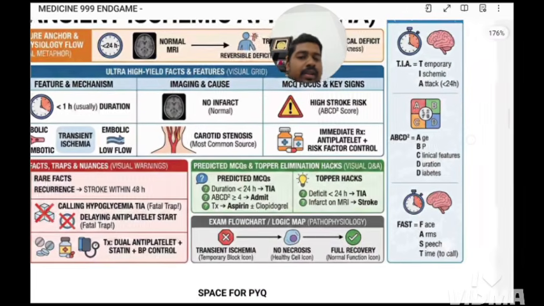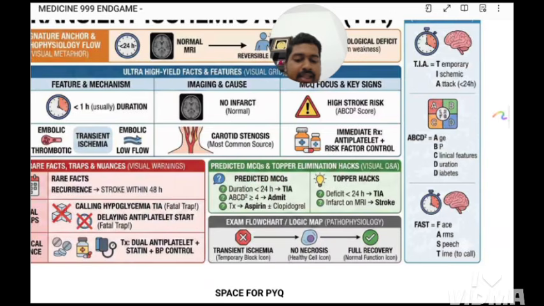So how do we score it? First is age. If age is more than 60 years, I'll just write it down. Age is more than 60 years. BP is more than 140/90. Clinical features, that is hemiplegia and speech disturbance. Duration is more than 60 minutes, and presence of diabetes. So you score this along with this.